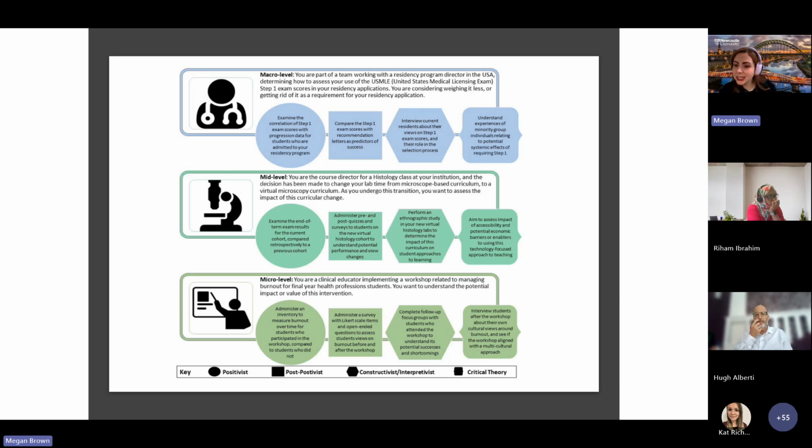Well, if you took a quantitative approach, you could find an inventory to measure burnout over time, right? You could compare the results of that inventory with learners who didn't take your workshop. If you're taking more of a qualitative, interpretivist approach with a focus on stories, you might do some focus groups with students to understand the impact of the workshop. You might interview them one-on-one to see if the workshop met all of their diverse needs.